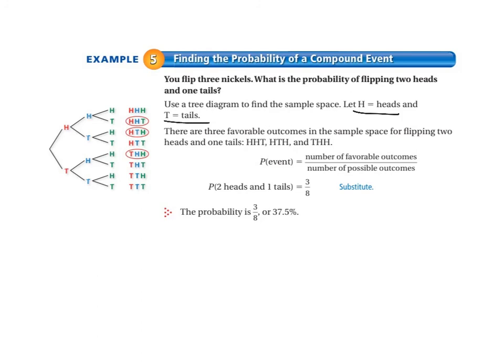So there are 3 favorable outcomes in the sample space for flipping 2 heads and 1 tail. Head, head, tails, head, tails, head, and tails, head, head. So the probability of the event is the number of favorable outcomes over the number of possible outcomes. So our favorable event is 2 heads and 1 tail. So we found out that there were 3 ways to get that, and there are 8 possible outcomes. So the probability is 3 over 8, or 37.5%.